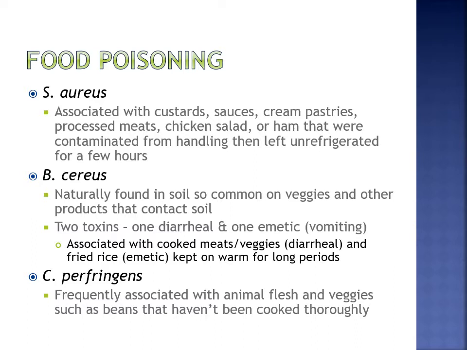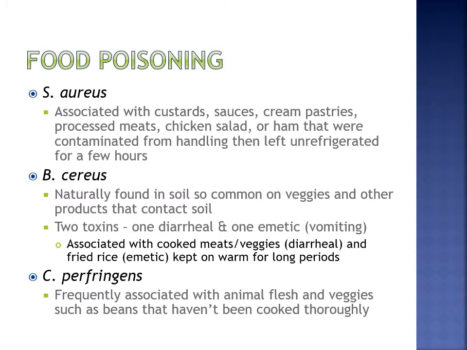This one's more associated with cooked meats or veggies, and that's typically where you get the diarrheal toxin. And then fried rice, for some reason, seems to be the most common, where you only get that emetic toxin. Now, you can certainly get both, but for some reason, fried rice has more of that. Whatever is in fried rice seems to support that specific toxin. And both of these are, again, kept out for long periods, typically just left on warm, where it's not hot enough to kill the bacteria, but just enough to stir it up and let it start growing.